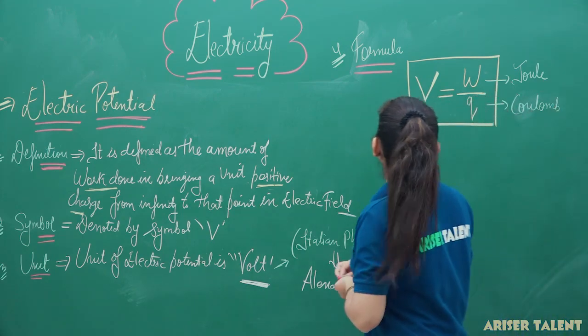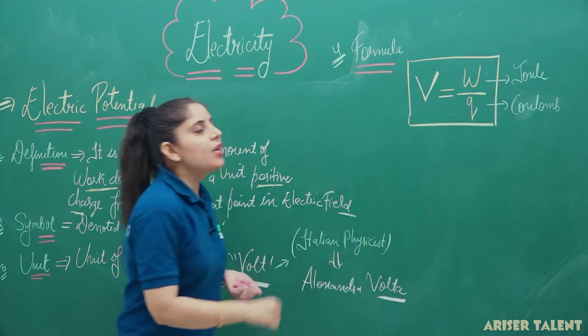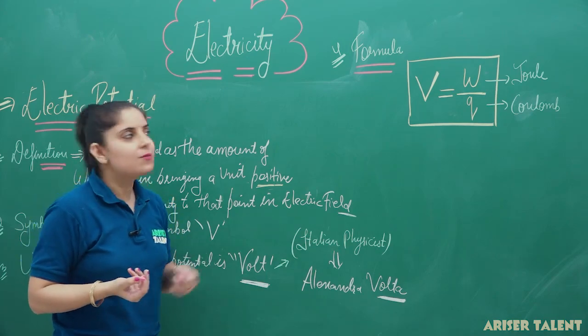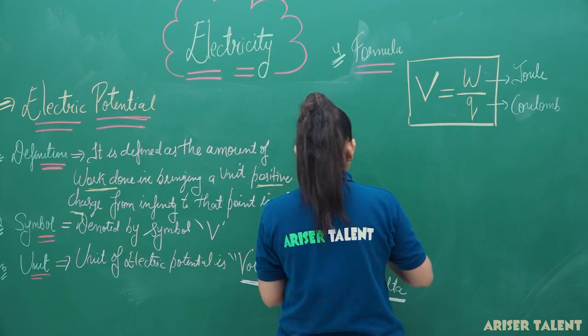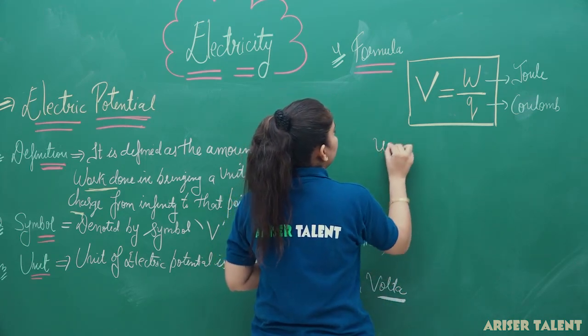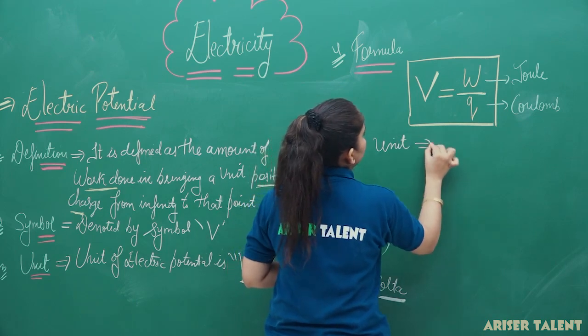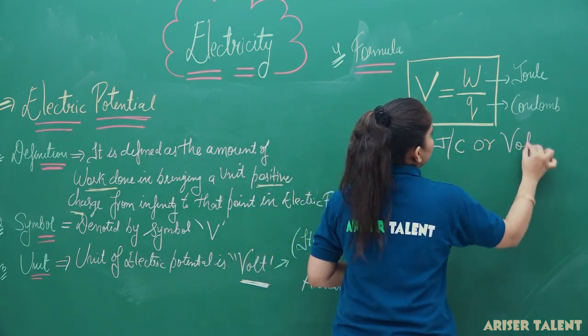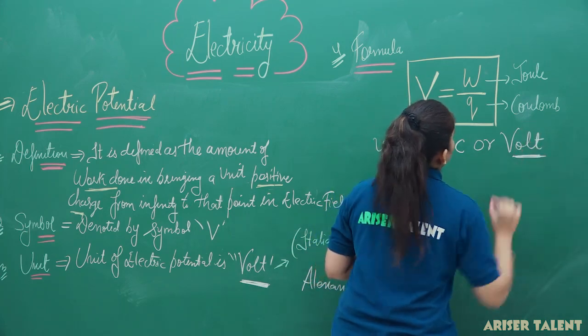So, the unit of electric potential is defined as joule per coulomb, and joule per coulomb is known as volt. So, its unit will be joule per coulomb, or joule per coulomb is called a volt.